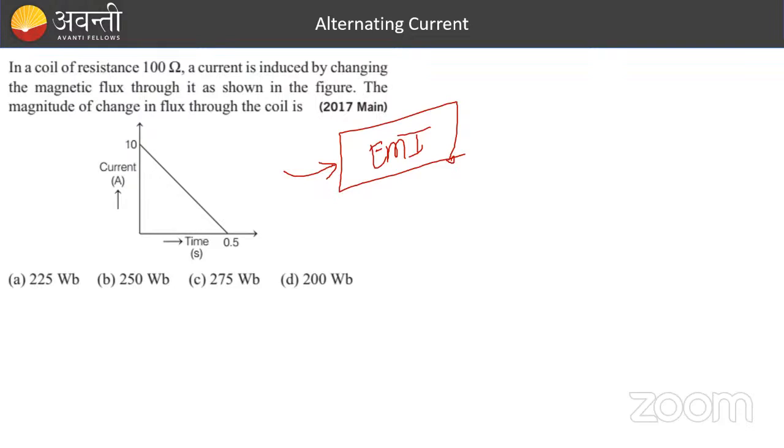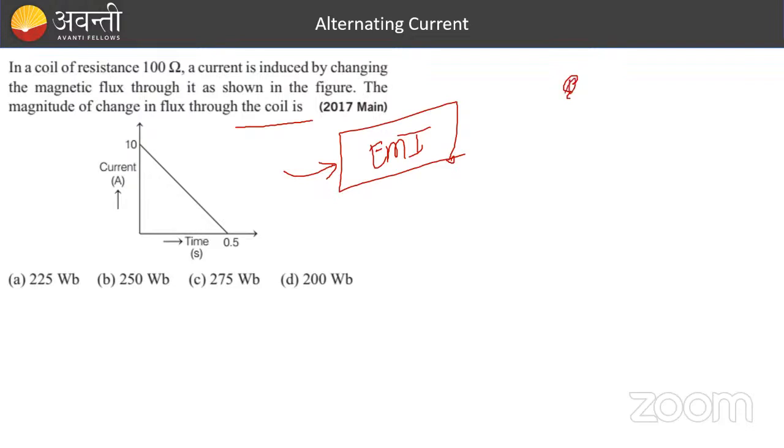So this has to deal with the magnitude of change in flux through the coil. An I versus T graph is given. In the previous theory class also I discussed it. What did we write for induced EMF? JNB Gandhinagar, but the magnitude is not correct. You need to check.